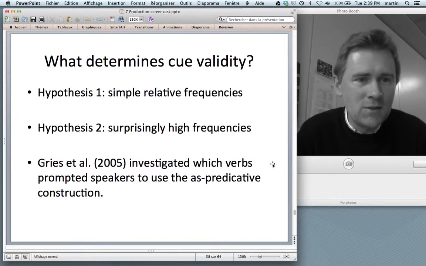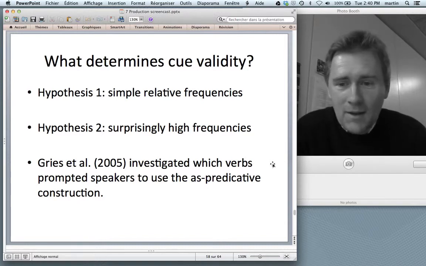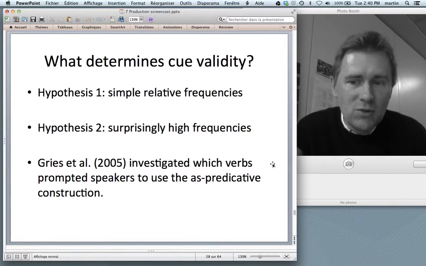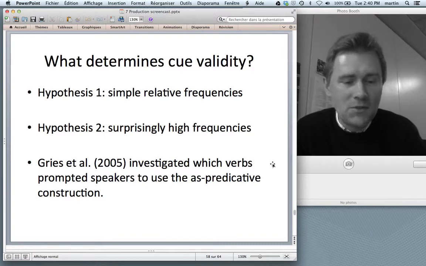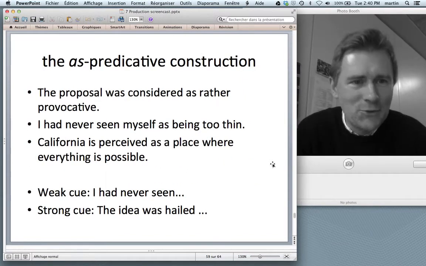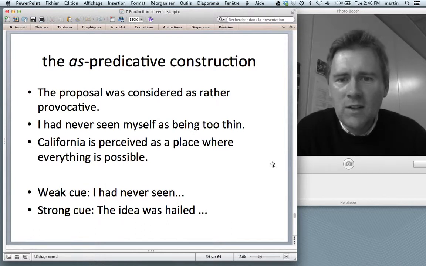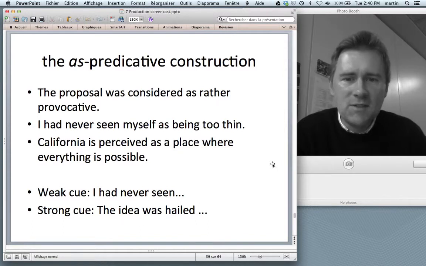I see myself as a cognitive functional grammarian. That's something that is on my webpage. So that's the as predicative. And they investigated which verbs prompted speakers to use this construction. So here are some actual examples of the as predicative. The proposal was considered as rather provocative. I've never seen myself as being too thin, or California is perceived as a place where everything is possible.